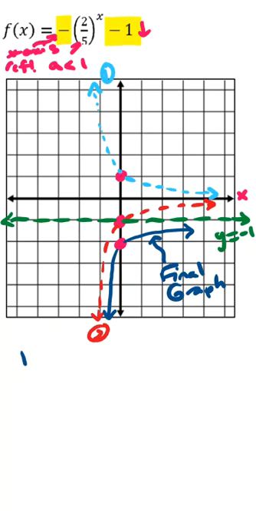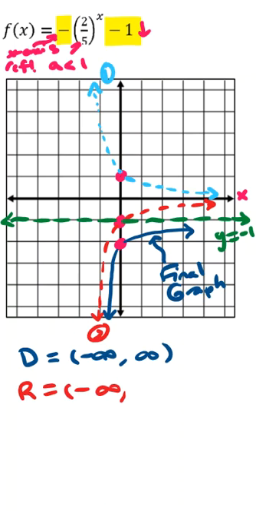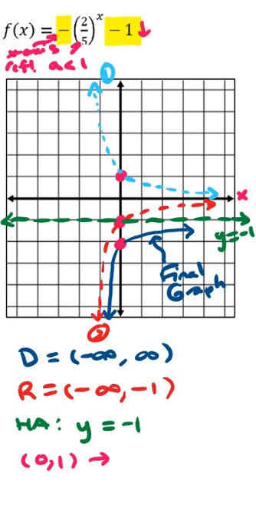As for the details, by default, the domain is all real numbers. The range would be negative infinity, comma, negative 1. And this is because the graph is entirely underneath y equals negative 1. The equation for the horizontal asymptote would be y equals negative 1. And then the new location of (0, 1) would be (0, negative 2).